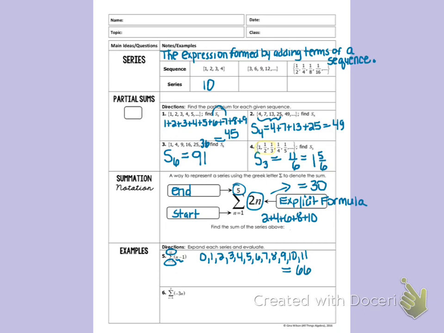Let's try another one. So this one is going to start at the first term, and then we're going to start plugging in 1 and then 2 and so on, and then we'll end at the 7th term. Sometimes it just kind of helps to keep track. This is the first term.